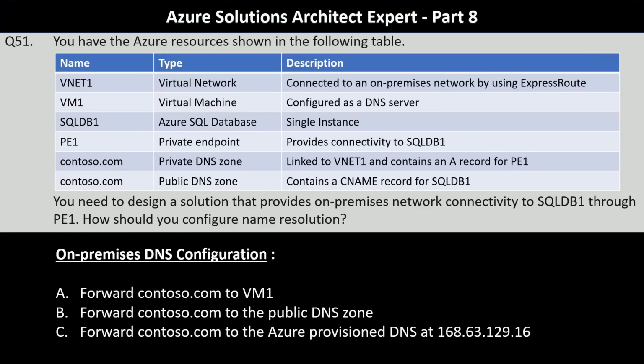Your options are: forward contoso.com to VM1, forward contoso.com to the public DNS zone, and forward contoso.com to the Azure provided DNS at 168.63.129.16. And friends, in this case, the correct answer is option A, forward contoso.com to VM1. By configuring the on-premise DNS to forward requests for contoso.com to VM1, DNS queries for this domain will be directed to the DNS server on VM1, which will then forward them to the Azure provided DNS.